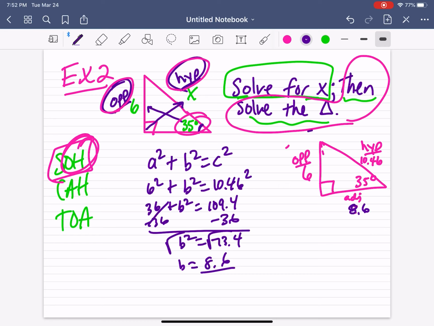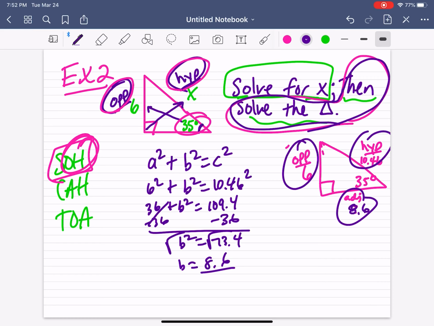So we are almost done with the second part of the problem, which is solve the triangle. So remember, that means find all missing sides, which we have. Now we have to find the missing angle. So remember, this angle is 35 degrees. This one you already know is 90 degrees. So we have to find this missing angle. Let's call that angle A. So we're trying to find the measurement of angle A.